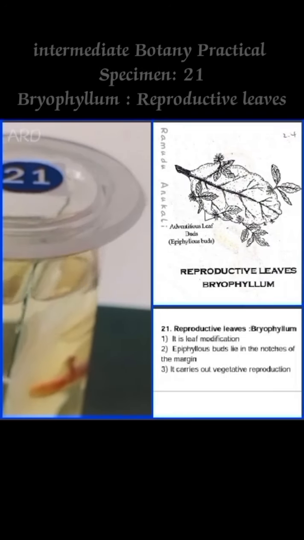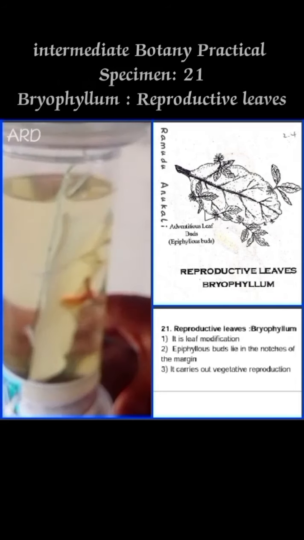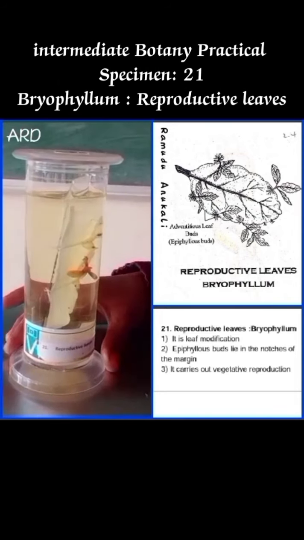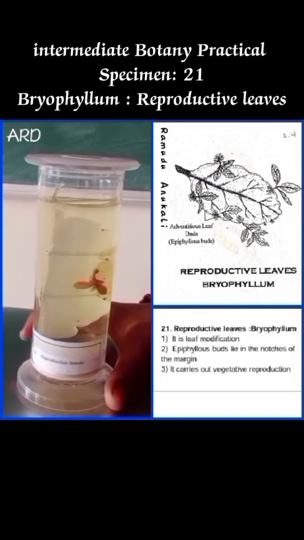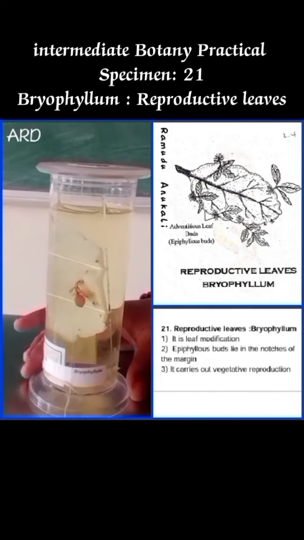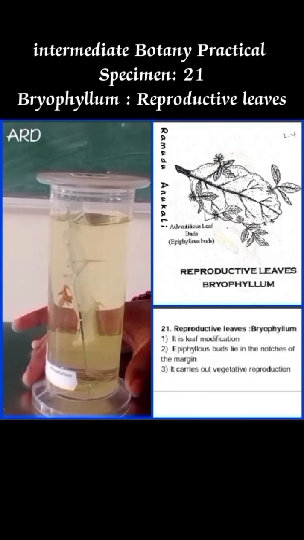Number 21 specimen, reproductive leaves, Bryophyllum. It is a leaf modification. Epiphyllous buds lie in the notches of the margin. It carries out vegetative reproduction.